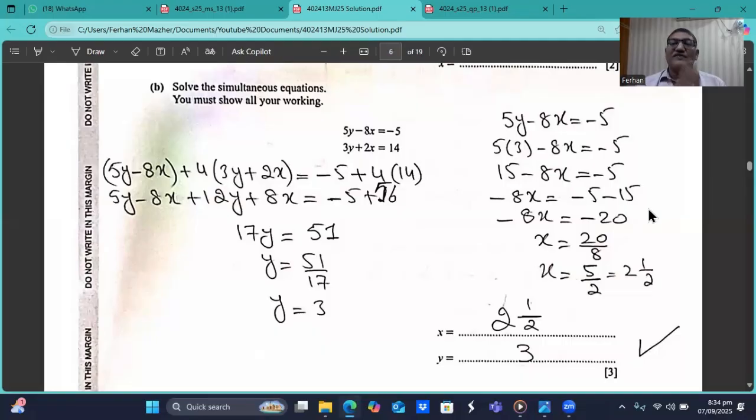So x will be equal to 20 divided by 8, and x will be equal to, when you cut it with the table of 4, 5 by 2, which is 2 whole 1 by 2. So the value of x is 2 whole 1 by 2, and the value of y is 3. Let's check. This is how you solve it simultaneously.